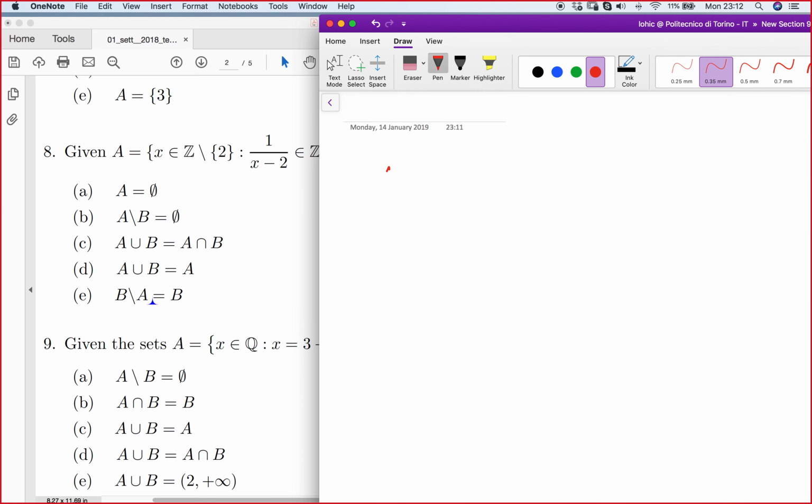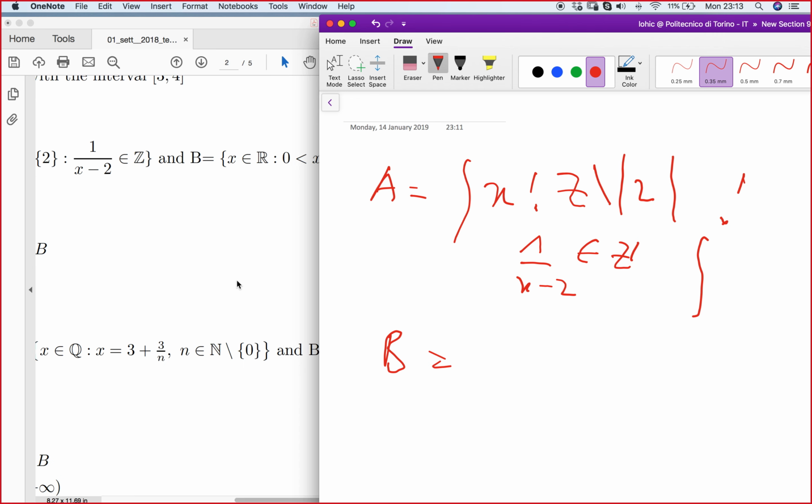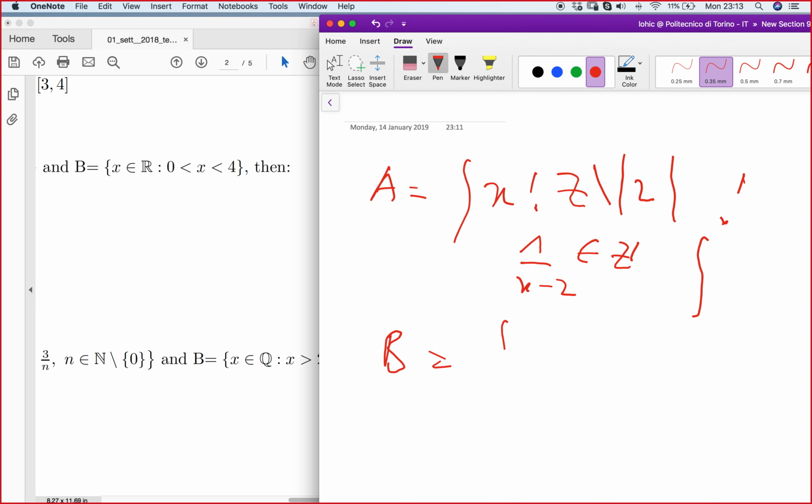So A is equal to the set of x belonging to Z, except 2, x belonging to Z but not 2, such that 1 over x minus 2 belongs to Z. This is the set A. The set B is equal to the set of x belonging to R such that 0 is strictly smaller than x, smaller than 4. Okay?